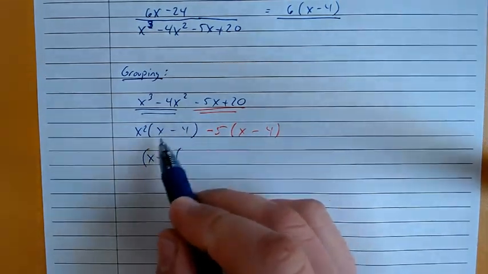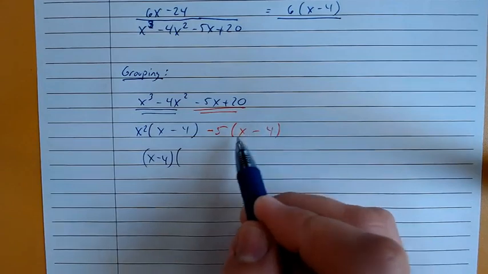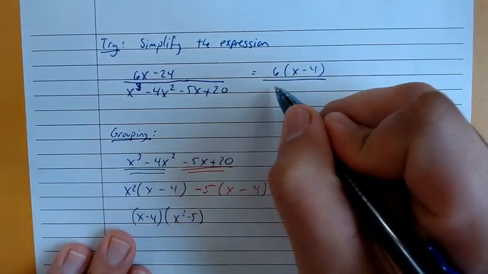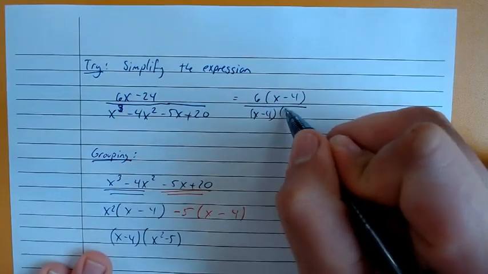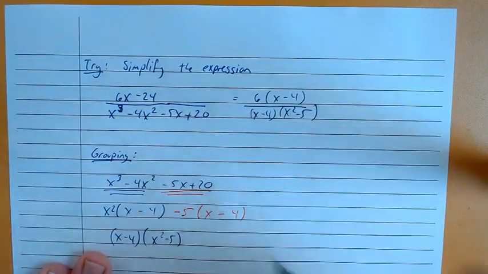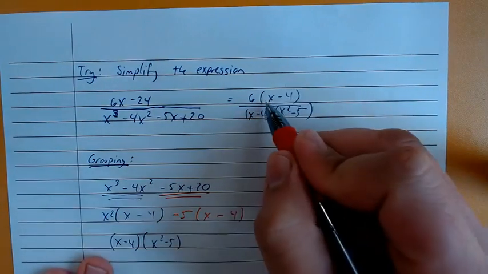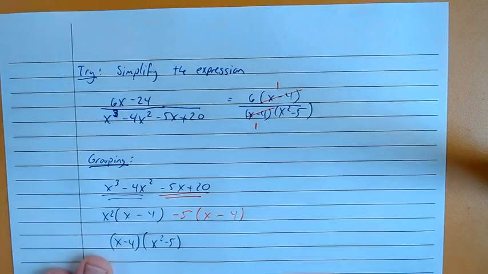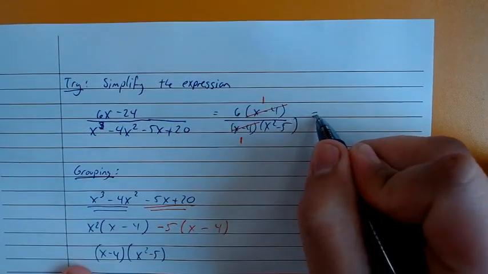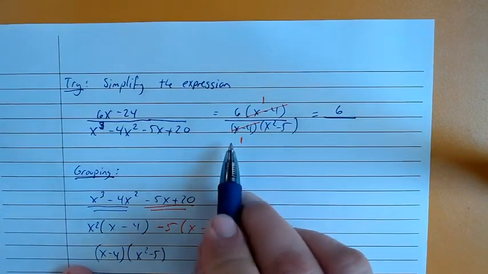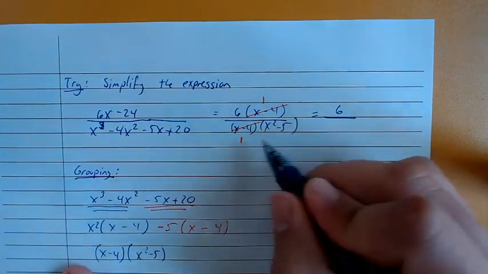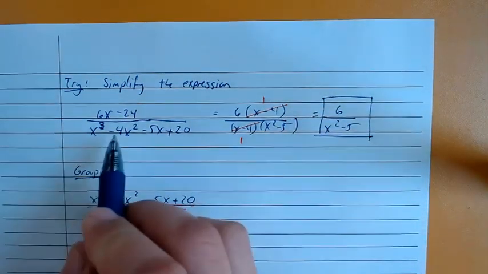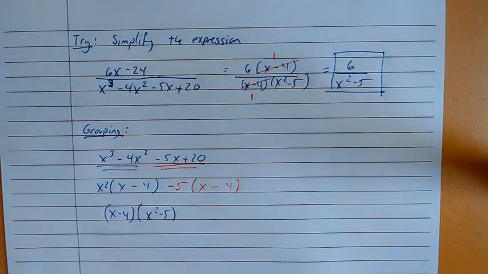And when you divide by x minus 4, you're left with x squared. When you divide by x minus 4, you're left with minus 5. So here we're left with x minus 4 times x squared minus 5 in our denominator. And now notice that in the numerator and the denominator you have a common factor. These two divide out to give us the number 1. And so our numerator, 6 times 1, is 6, while our denominator, x squared minus 5 times 1, leaves us just x squared minus 5. And this is equivalent to this expression in lowest terms.